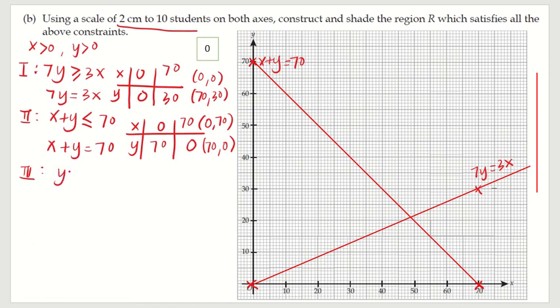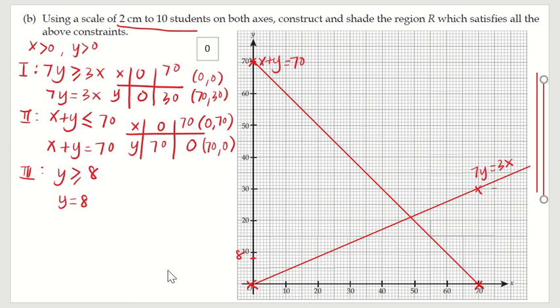The third one is y more than or equal to 8. So change to the equation y equal to 8. Do we need to draw the table for y equal to 8? No need. It means that it will pass through the y-axis, at 8. It will cut through the y-axis, so don't go to the x-axis. You look at y equal to 8, so here we find 8. This is 8.